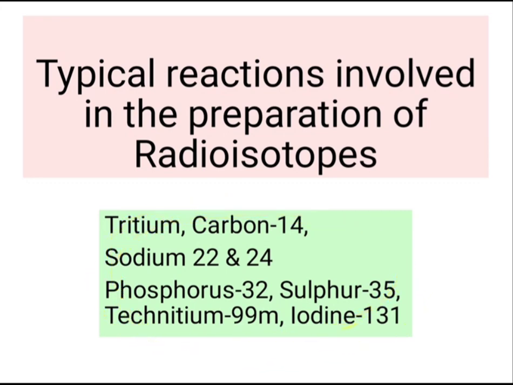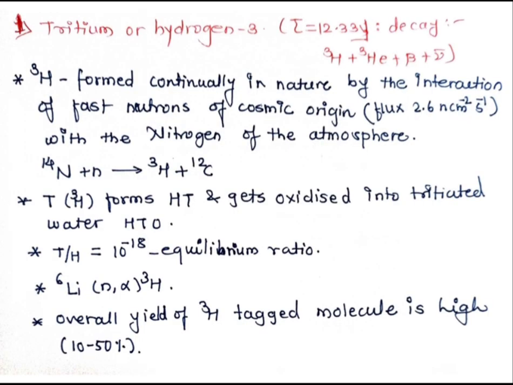So let's start with the first isotope. So first isotope is tritium, or it is also called H3. So its decay time is given 12.33 years and the reaction is tritium gives helium nuclei with 3 atomic mass plus beta plus neutrino.